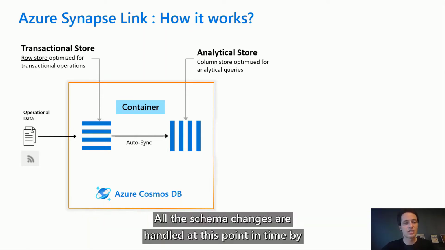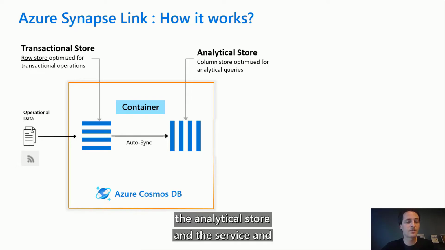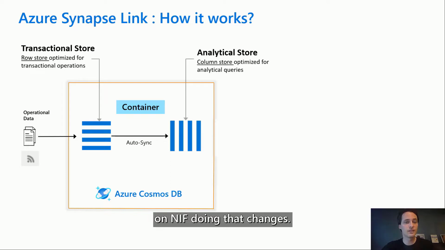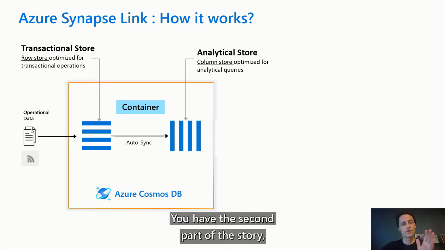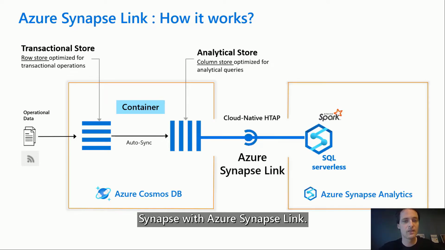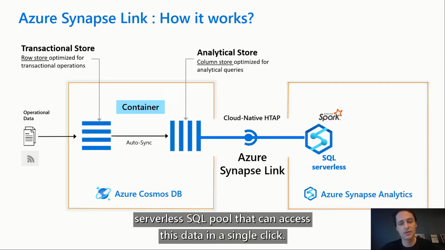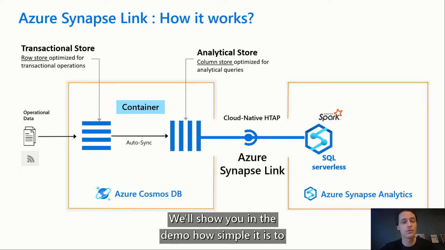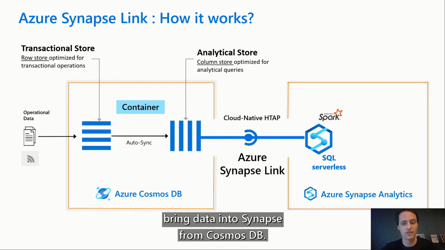All the schema changes are handled at this point in time by the analytical store and the service underneath doing those changes. You don't have to do anything. So you have the second part of the story. Now the third is connecting that into Synapse with Azure Synapse Link. That's where you get both Spark or serverless SQL pool that can access this data in a single click. We'll show you in the demo how simple it is to bring data into Synapse from Cosmos DB.